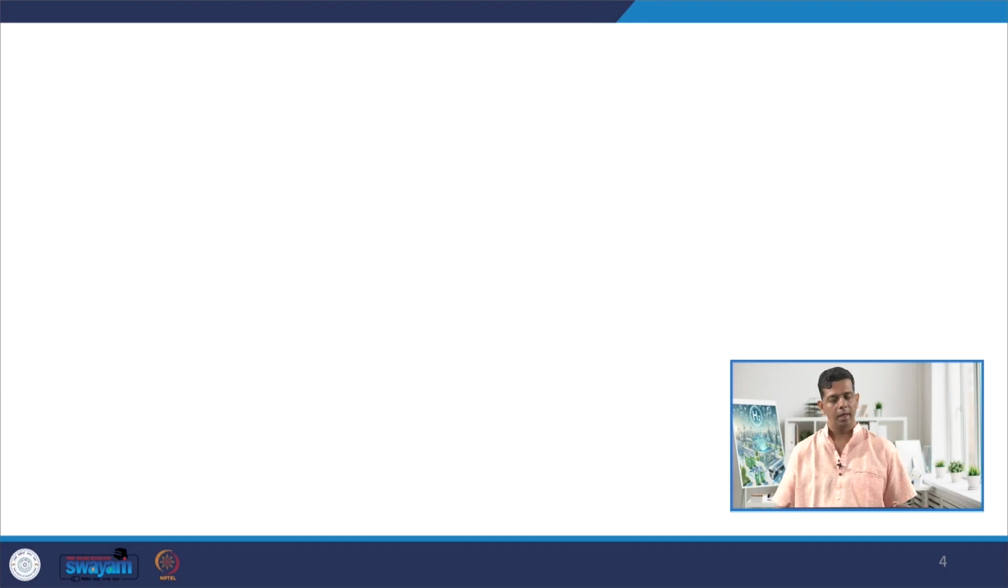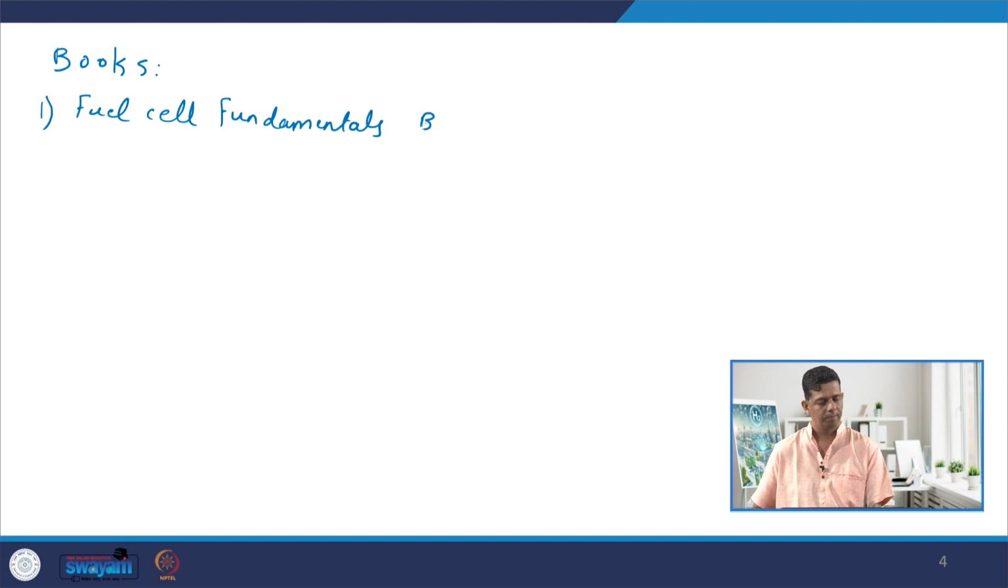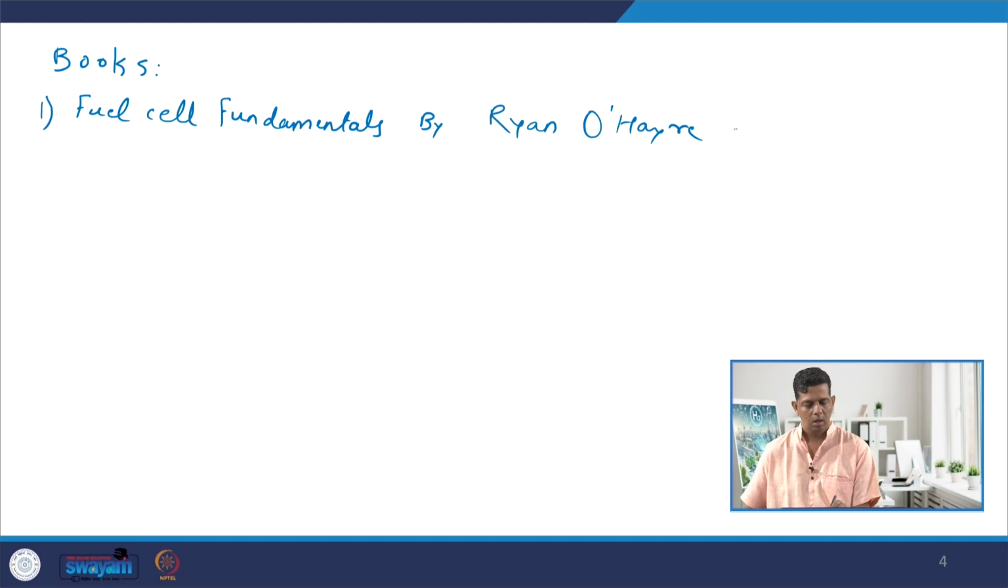So, before we get into more details of this, let me also recommend a few books for reference. We can very well use, let me write books. First one is Fuel Cell Fundamentals by Ryan O'Hayre and group. There are a few more authors for this book.